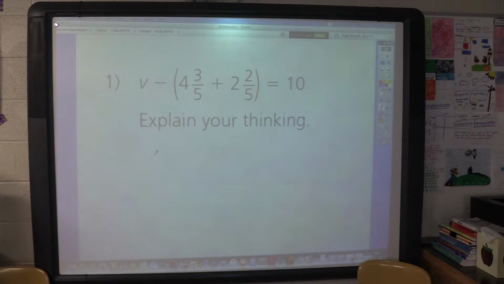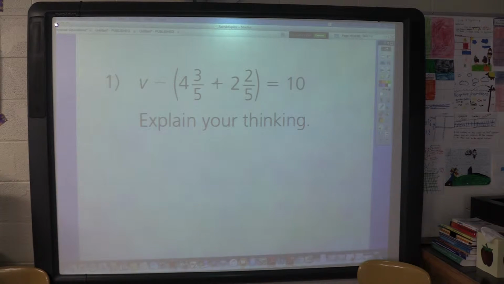Since this here is an equation, I think I'm going to use the structure of the equation, but I'm going to use the inverse operations to solve it, to try to figure out what the value of my variable v is. So let's take a minute to look at it. I'm going to make some sense of it now. I've got parentheses that have mixed numbers, adding them together, and then v is going to subtract the sum to equal 10. So the first thing I want to do is figure out what the value here is.